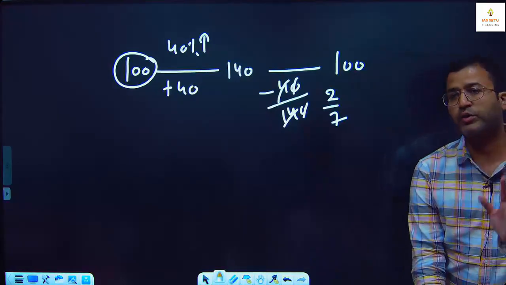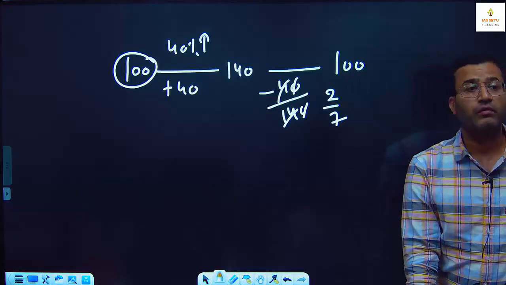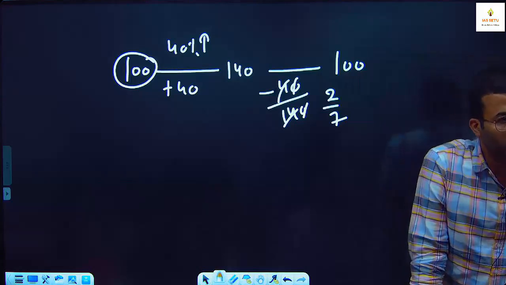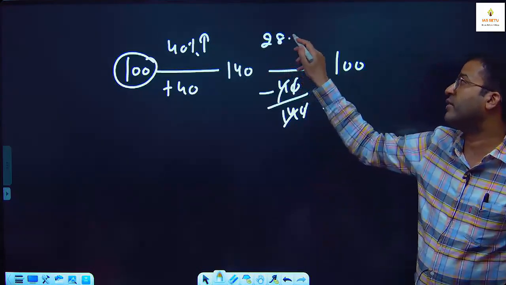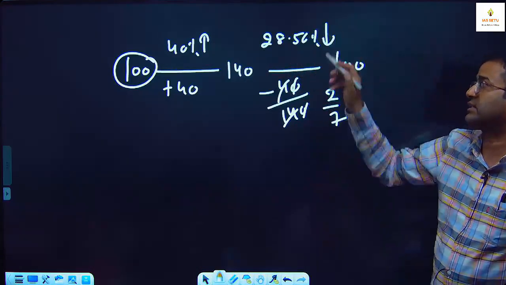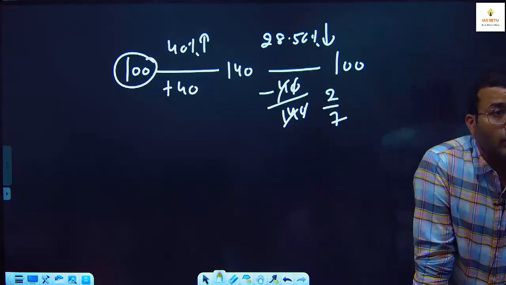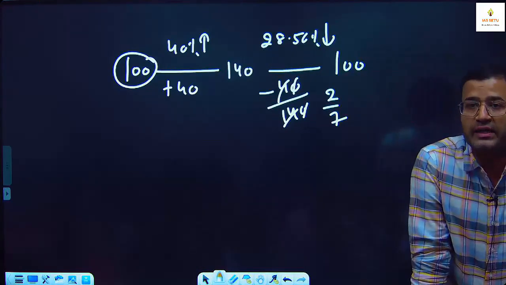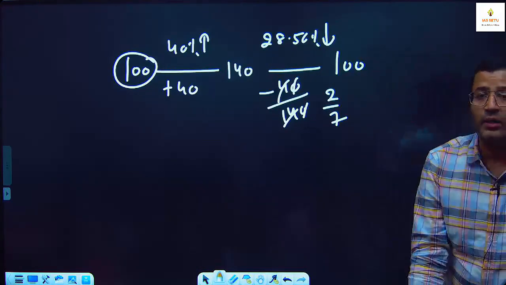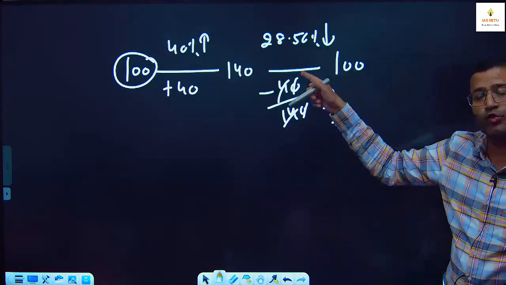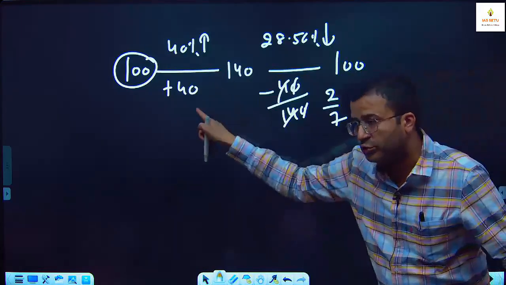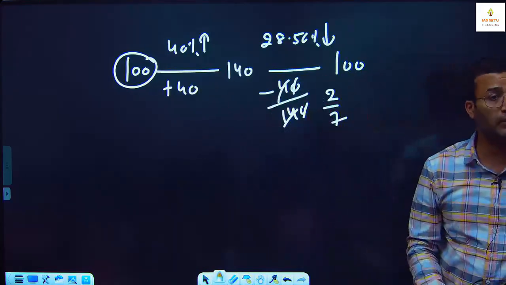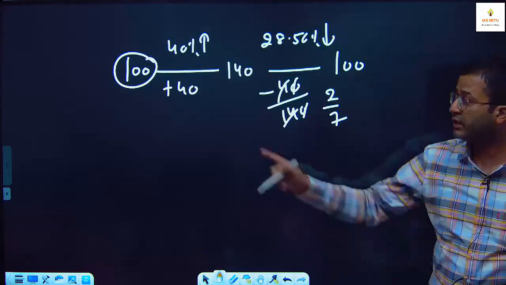Today at your home you can remember the table. What is 1/7? 14.28%. What is 2/7? 28.56% decrease. So if the length of a rectangle is increased by 40%, breadth will be reduced by 28.56%. For any other value, you have to use PCC. कोई भी percentage value आएगी तो PCC help करेगी.